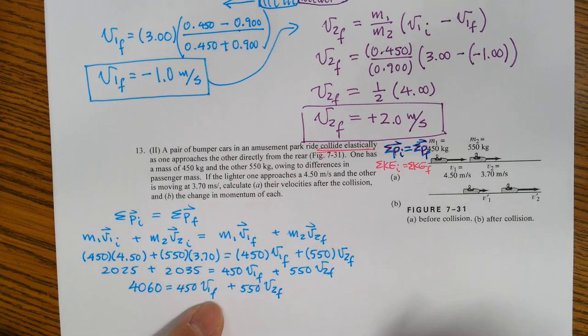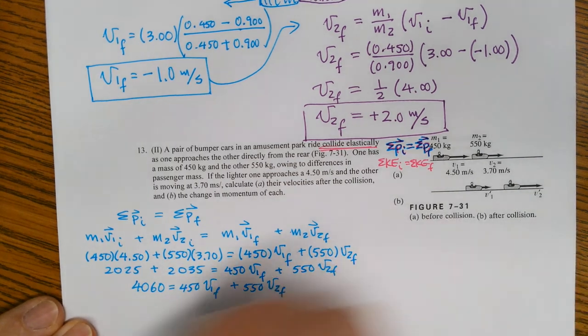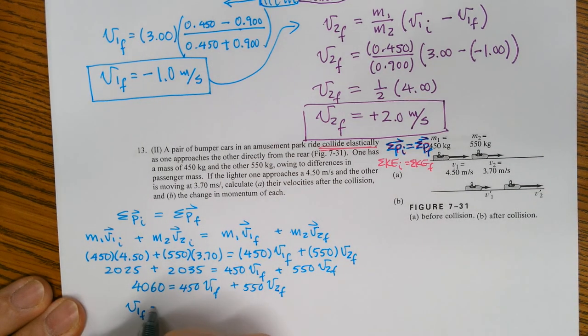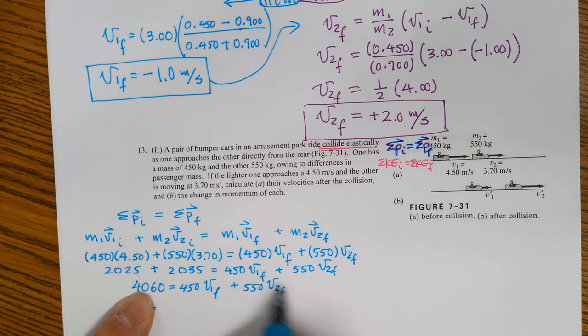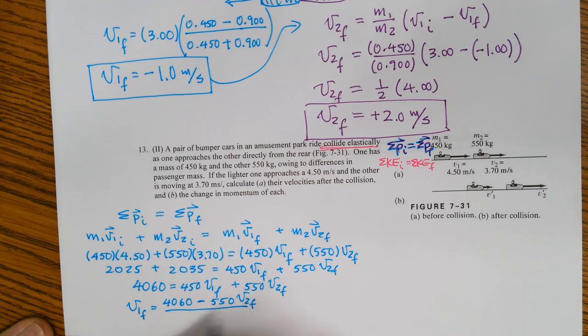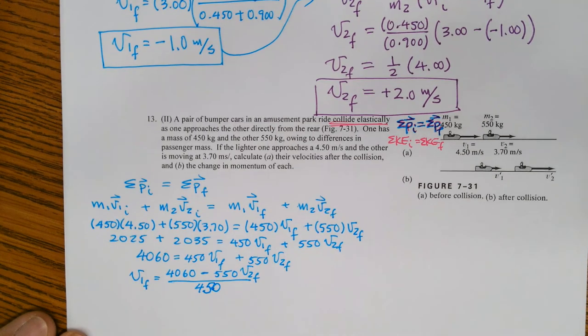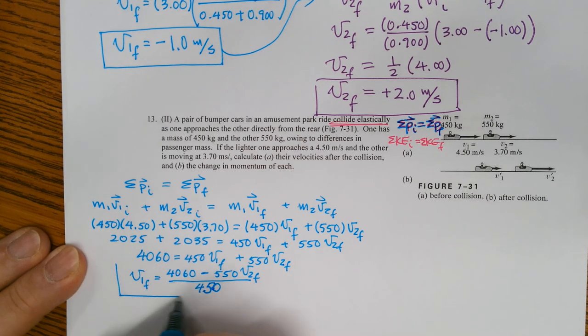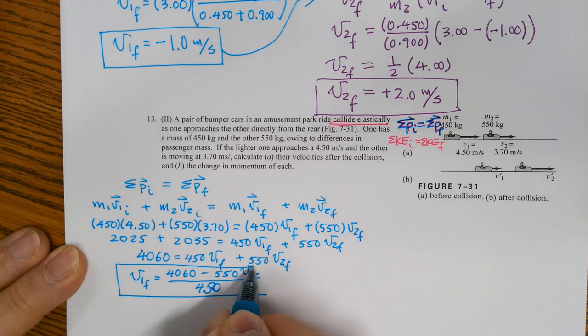So when I solve for V1 final, right, my V1 final is equal to this minus this divided by 450, right? So it is 4060 minus 550 V2 final, whole thing over 450. All right. So we have one equation with two variables in it.